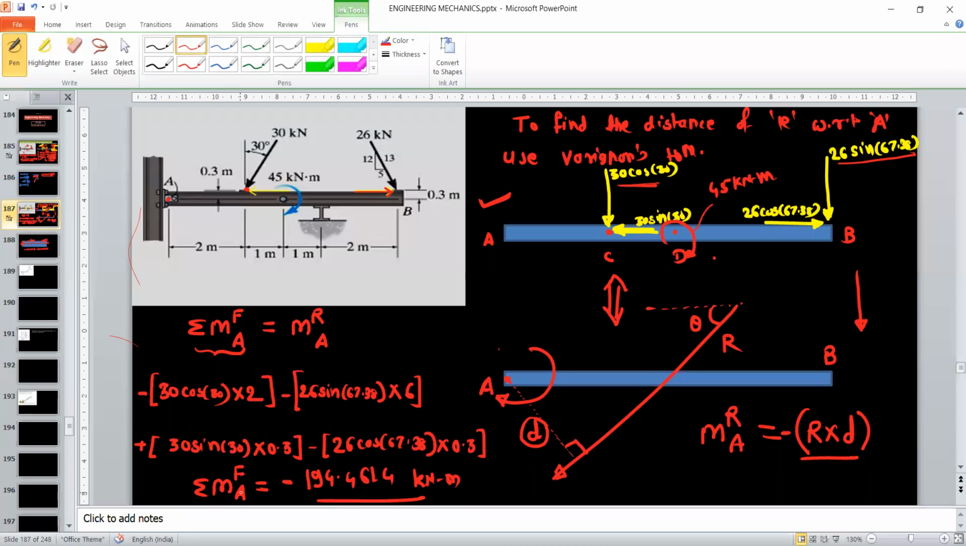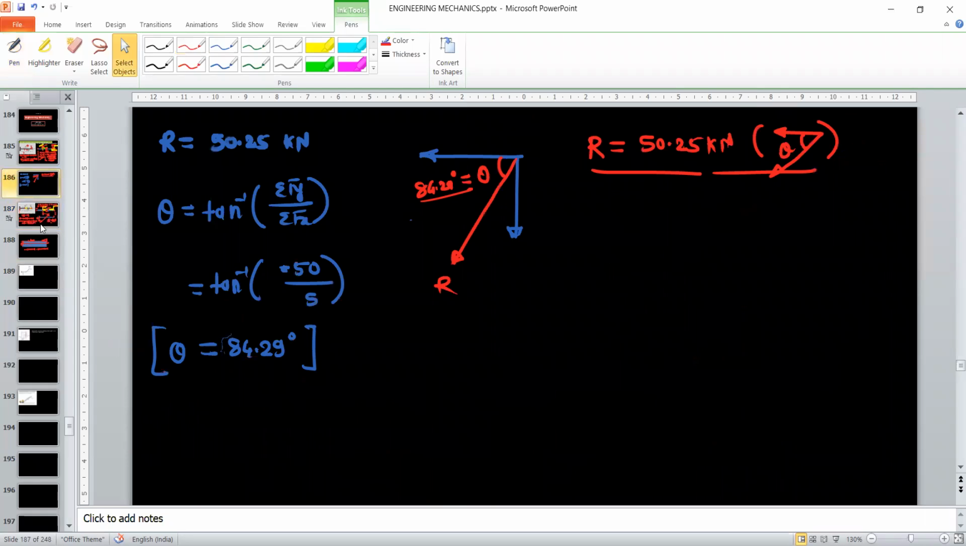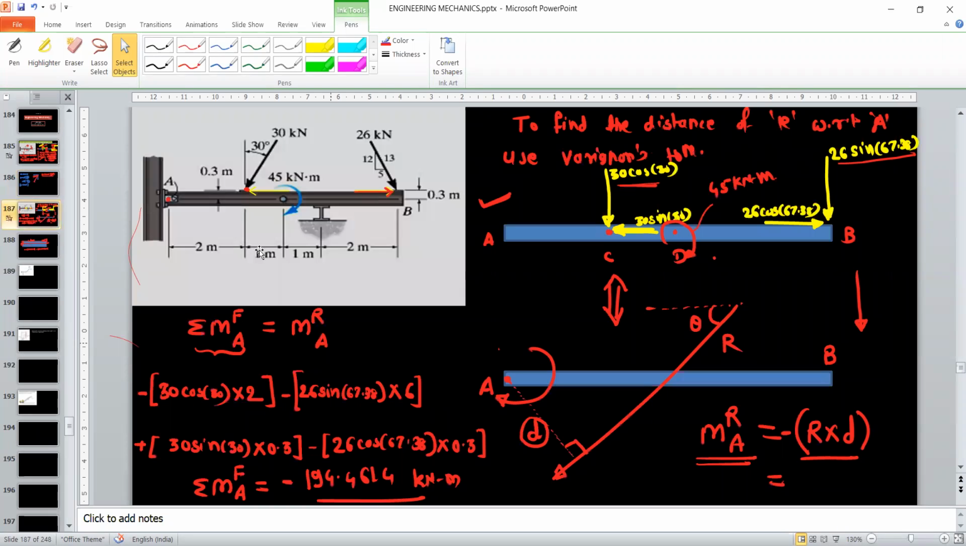So you will get the summation of moment by all the forces about A as minus 194.46 kilonewton meter. Okay. Now we should equate this answer with the right hand side, which is the moment by resultant, which is minus R into D. So minus R means, your resultant is 50.25. So this is minus 50.25 into D. Okay.